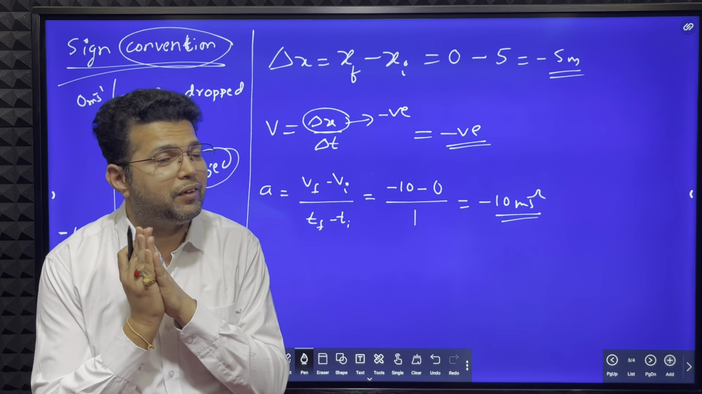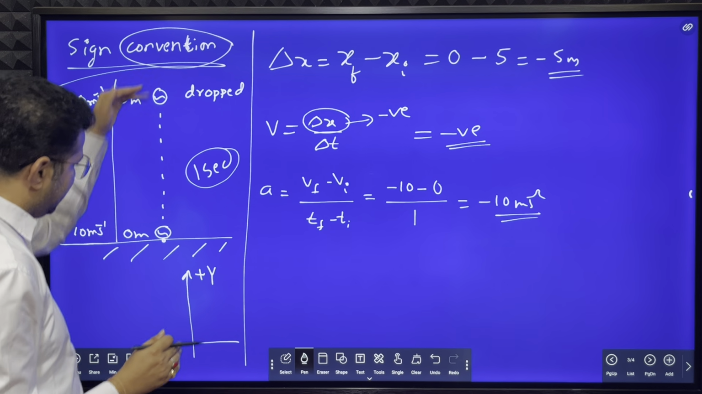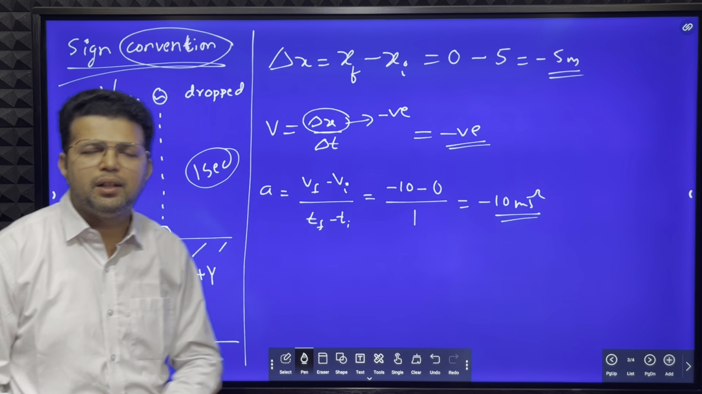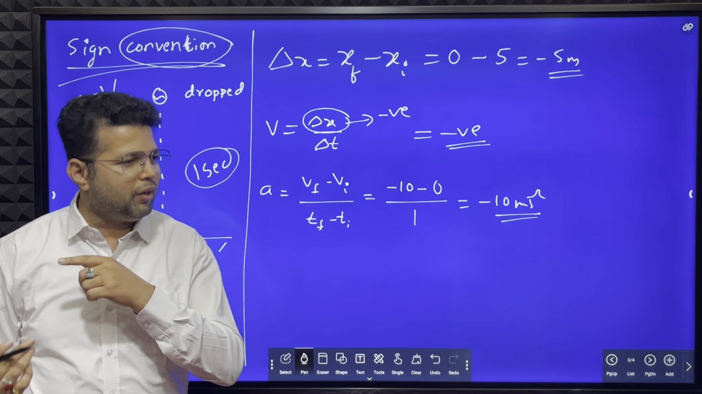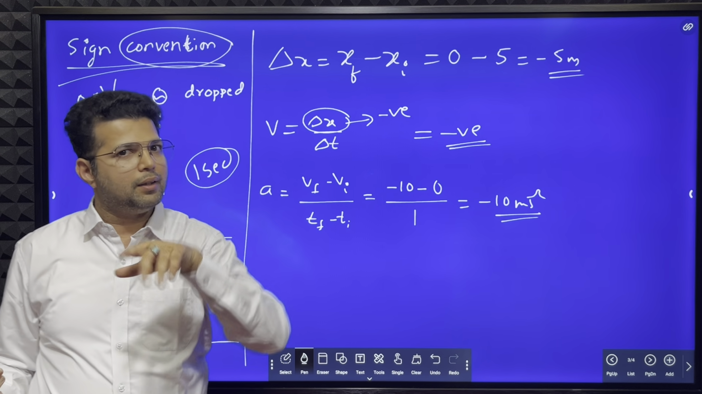What is the convention that we have taken? We have considered the upward direction as positive y-axis. It is very easy to remember because in 10th standard also, while plotting graphs, we took this as positive x and this as positive y.